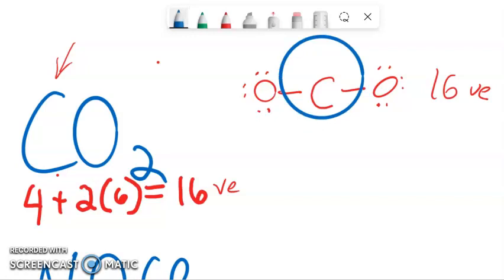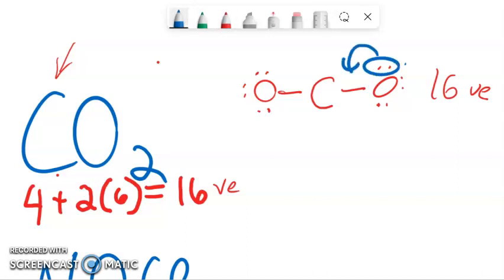the carbon only has 4 valence electrons around it. The oxygens have 8, but the carbon only has 4. So we need to redraw this and try to shift things around. So if we were to take a pair of electrons and move it into a double bond, we can see what that would do. Let's try that on both sides. Well, let's try it on one side first.